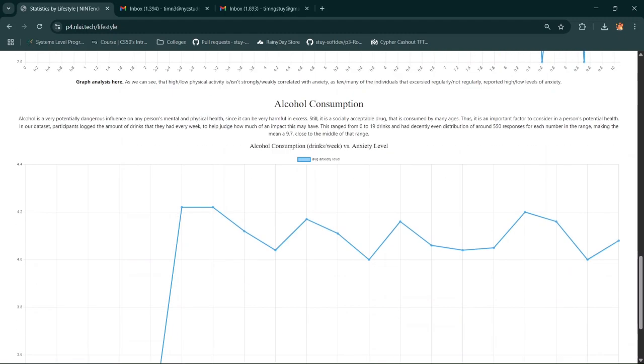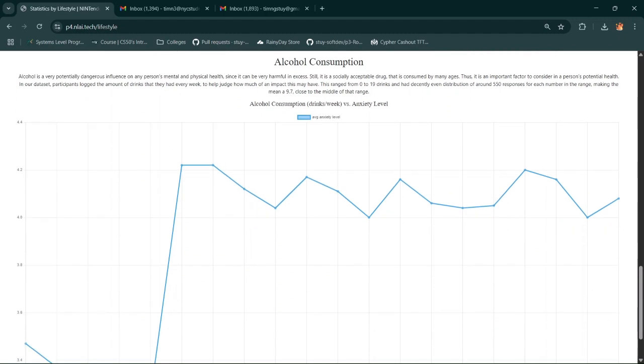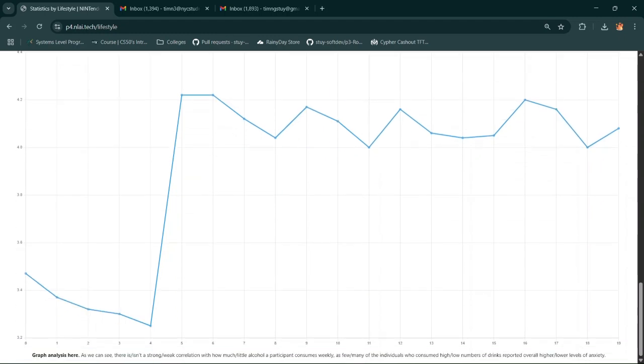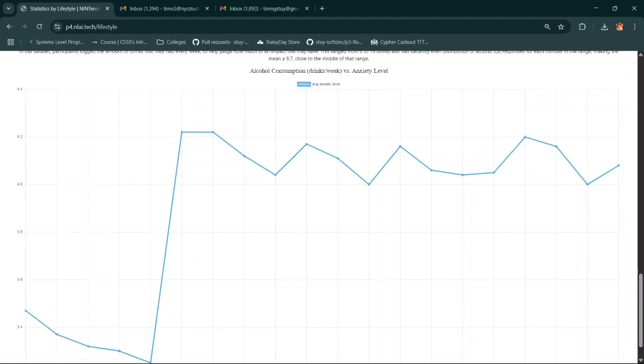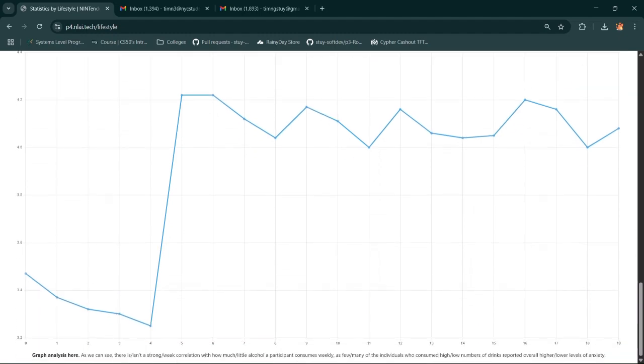And finally, we can look at alcohol, our favorite socially acceptable anxiety amplifier. It shows that participants reported drinking anywhere from 0 to 19 drinks a week, with the average about 9.7 drinks, which is kind of impressive and also concerning at the same time. But if we look at it, there was a huge spike from 4 to 5 drinks per week. So it just goes to show that anywhere over about 4 drinks is gonna increase your anxiety like crazy.